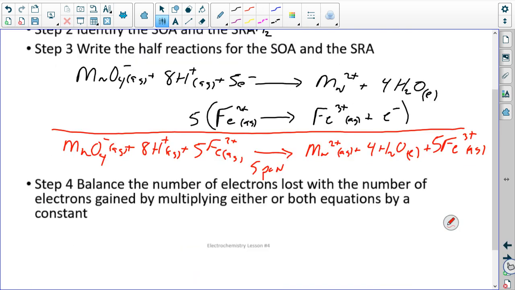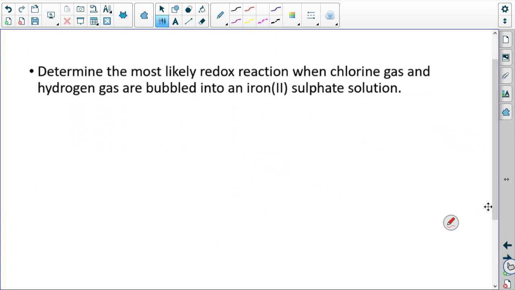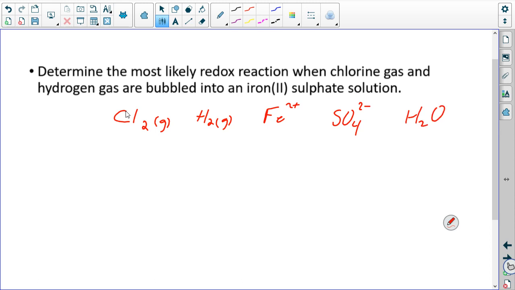So the next example. Determine the most likely reaction when chlorine gas and hydrogen gas are bubbled into an iron 2 sulfate solution. So chlorine gas, Cl2, H2 for hydrogen gas. We have a solution of iron 2 sulfate, and because it's a solution, water.